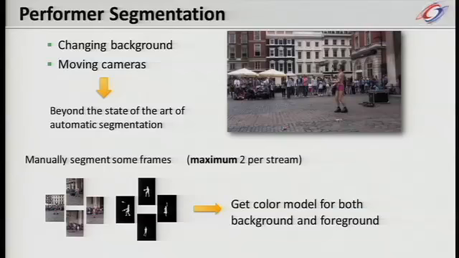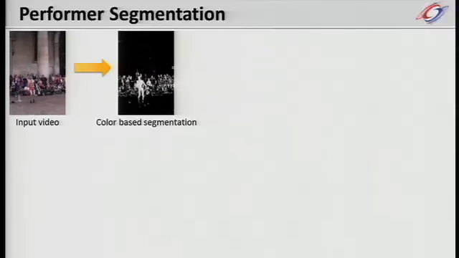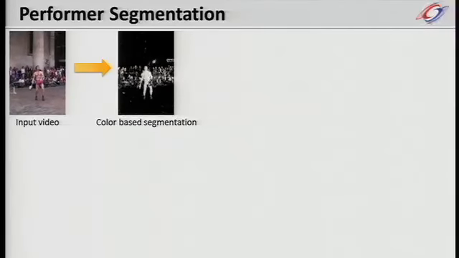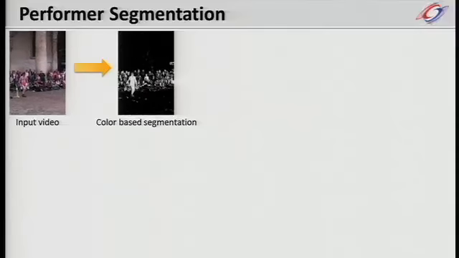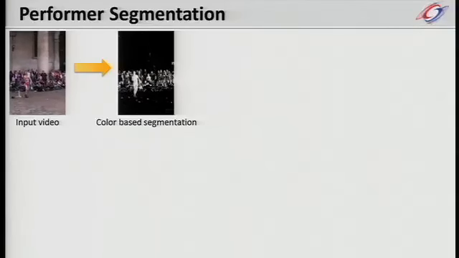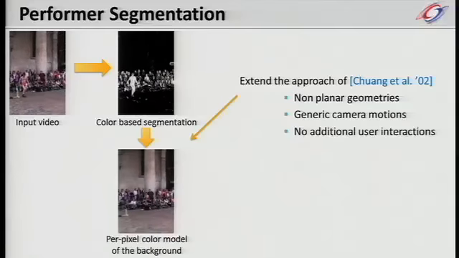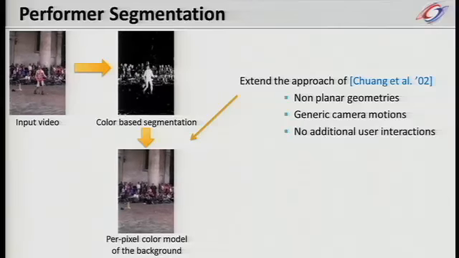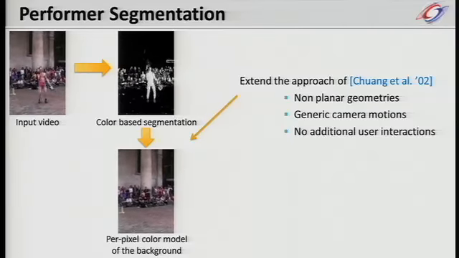After that, we used this color model to perform a color-based segmentation of each input video stream. As you can see here, this segmentation is not able to separate the foreground from the background. So instead of using it directly as a segmentation, we use it to recover a per pixel color model of the background. To do that, we extend the approach of Chang et al. 2002 to non-planar geometries and generic camera motion, without the need for any additional user interaction. All this procedure is automatic at this point.